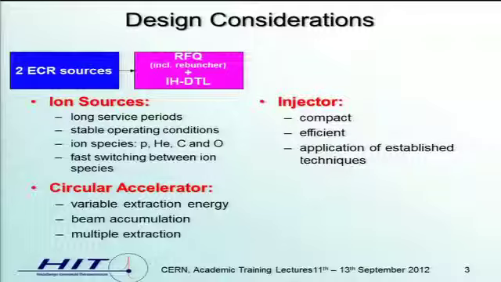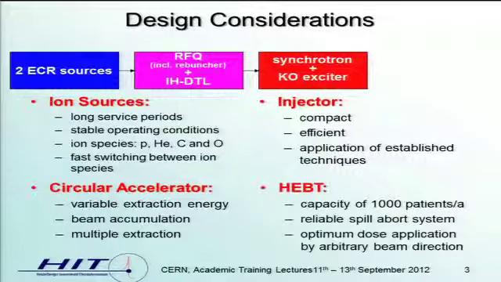The circular accelerator brings us variable extraction energies as we need them. We can have beam accumulation there, and we can have multiple extractions. All this is needed. At the end, we need a high energy beam transfer to the different target stations, to the treatment rooms, where we want to have a capacity of 1,000 patients per year. How to realize this, clearly, we have to look at safety reasons. Therefore, we need a reliable safety system and optimum dose application.